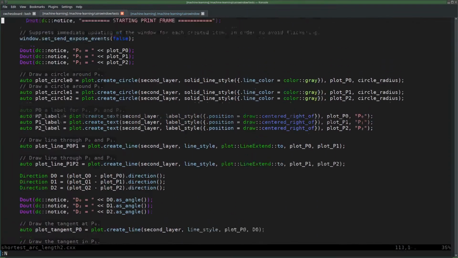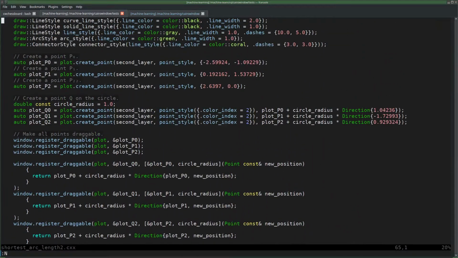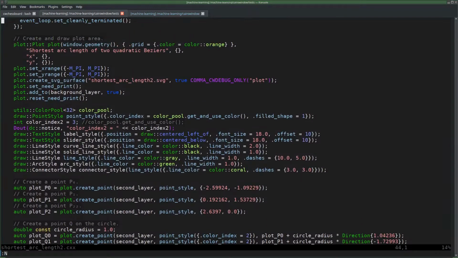Just going to draw a non-draggable point. Create point here. The simple one. Yeah, create point. Need a point style for that. Let's copy that in a second then.